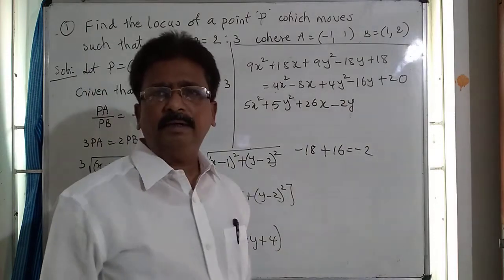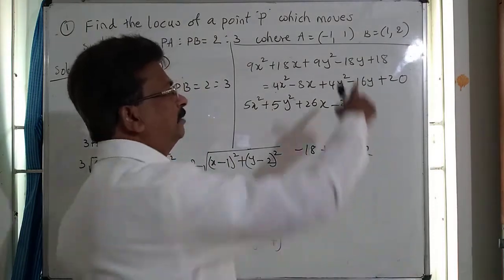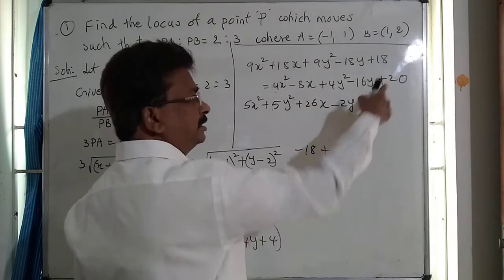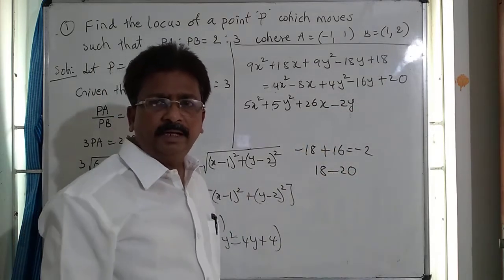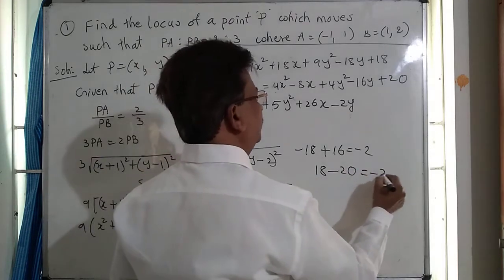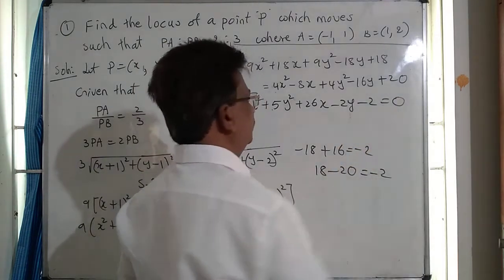Next, the remaining numbers, the constants. On the left side, 18 is the constant; on the right side, plus 20. Transferring to the left side, it becomes minus 20. Then how much? Minus 2 is equal to 0.